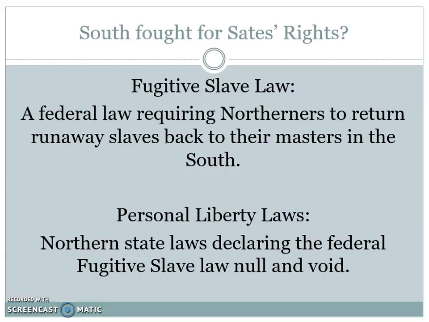The Fugitive Slave Law was a federal law requiring Northerners to return runaway slaves back to their masters in the South. Stolen property must be returned to its rightful owners. Well, a lot of Northerners didn't like the Fugitive Slave Law, and they didn't want to obey it. They practiced civil disobedience. Some Northern states went even further than that. Some Northern states passed state laws called personal liberty laws that said the particular Northern state declares the federal Fugitive Slave Law to be null and void.